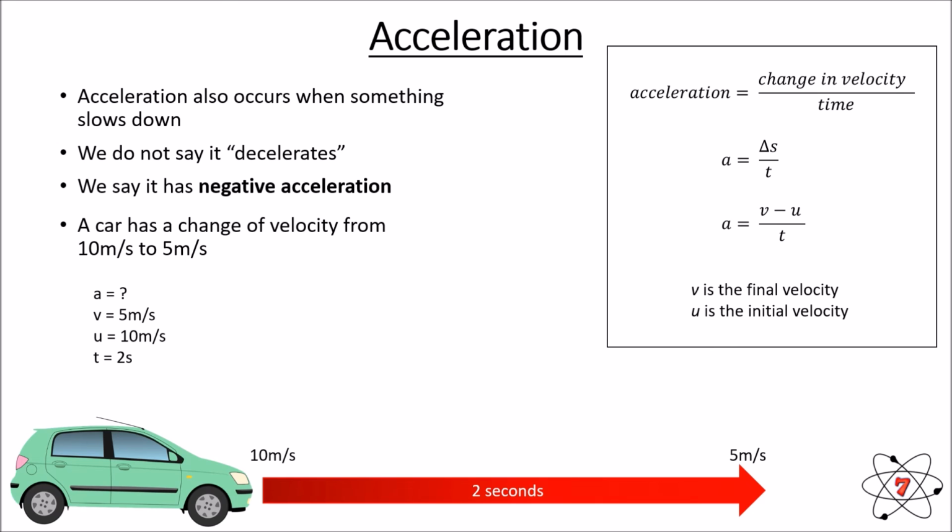So we put the numbers in again. A, acceleration, we don't know. V, the final speed, is 5 meters per second. U, the initial speed, is 10 meters per second. And the time is 2 seconds.